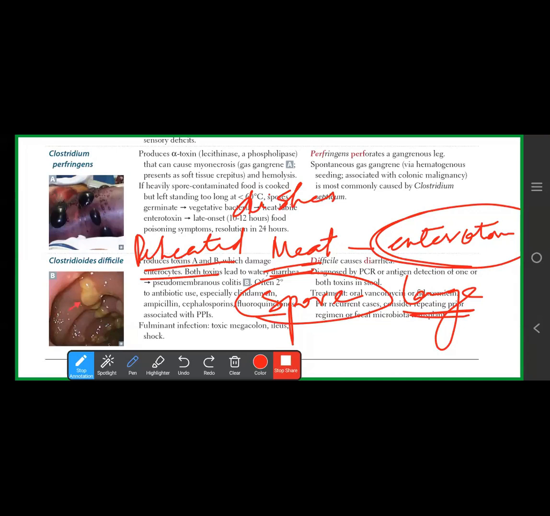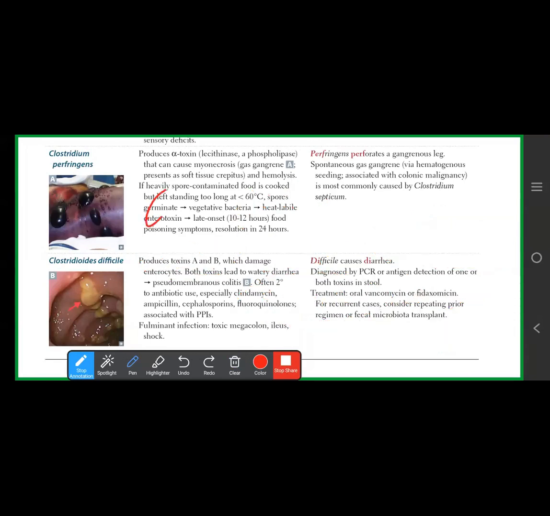Okay, so compared to early onset food poisoning, first I want you to remember that for early onset food poisoning, I'm going to think about two options. It's either Staph aureus or Bacillus cereus. But for late onset food poisoning, you have to think about Clostridium perfringens.